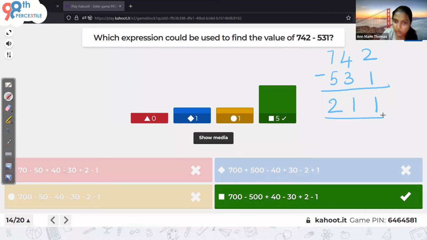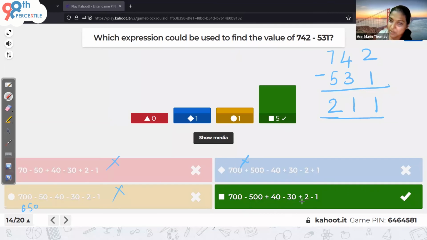So quickly you had to go through the options and look here, 70 minus 50. It is not possible because in the hundreds place you have a 200 value. So you could eliminate this. Next, you have 700 minus 50. 700 minus 50 is nothing but 650 here. But your answer is in the 200 value, right? So you eliminate this. Next option you had is 700 plus 500. That is not possible because it is giving a bigger value than 200 if you do addition here. So you could eliminate this.